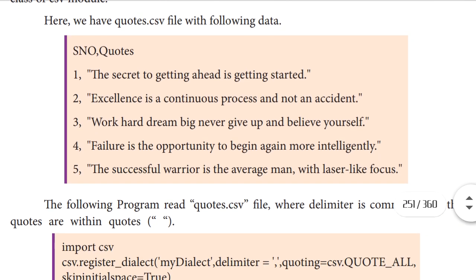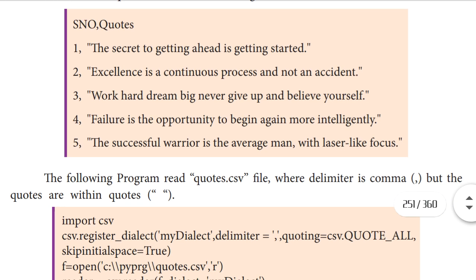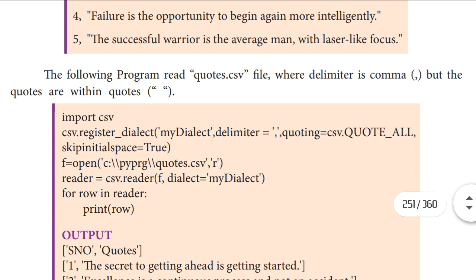Here one sample CSV file is given. Here we have only two columns. The first column values are given just like that. The second column is given within double quotation marks. The following program reads the quotes.csv file where the delimiter is a comma but the values are within double quotation marks. The first one is a normal number, so it is separated by the delimiter, that is a comma. If you see the second column, that is the second data, it is enclosed with double quotation marks.